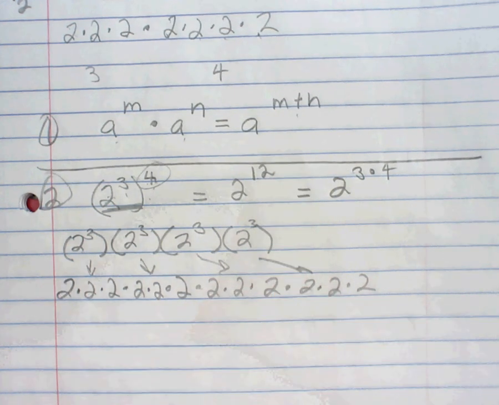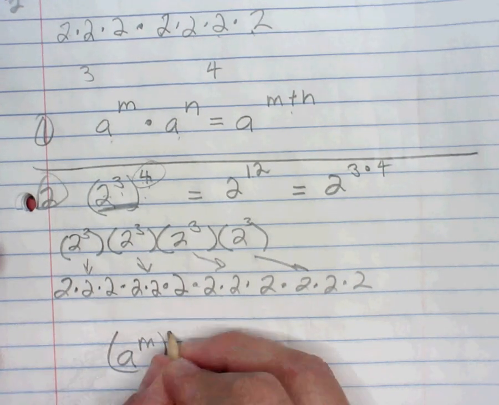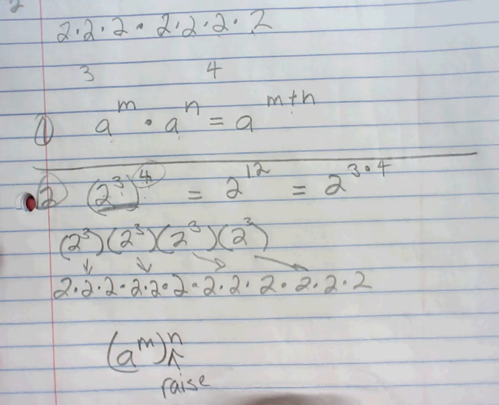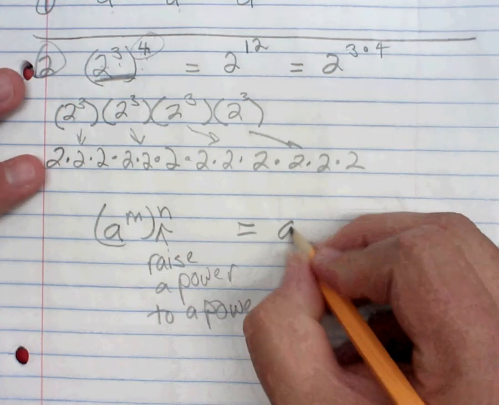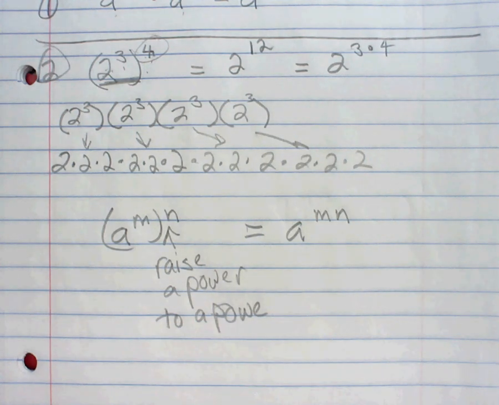Okay? So the general rule would be a to the m raised to the n, a power to a power. Then the rule is a to the m times n. Okay? Any questions before we move on? I haven't even done the example yet.